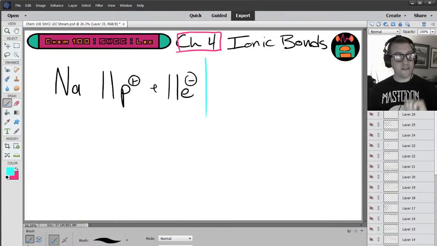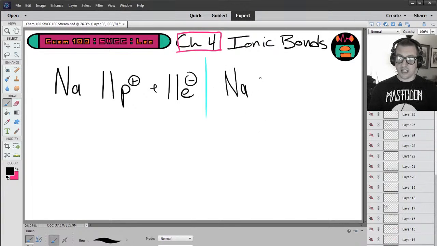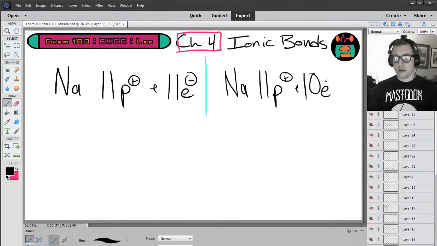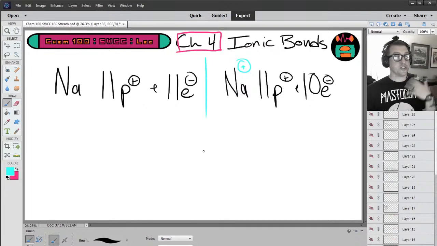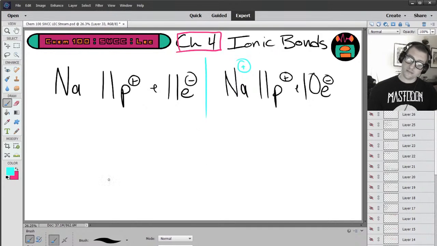What would happen if sodium lost one electron? If sodium lost an electron, it'd still have 11 protons. But if it had 10 electrons, now there's an imbalance in positive and negative charges. And because there's one more proton than there are electrons, sodium would have a positive charge. This would be an ion. An ion with a positive charge.